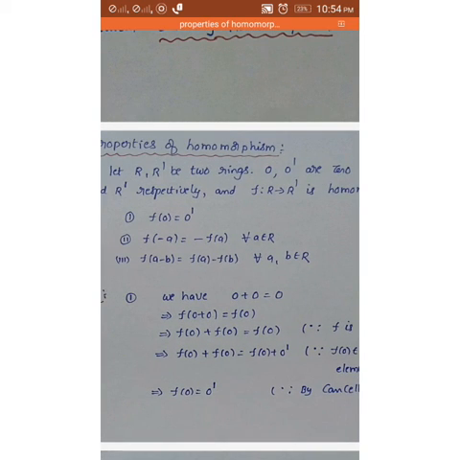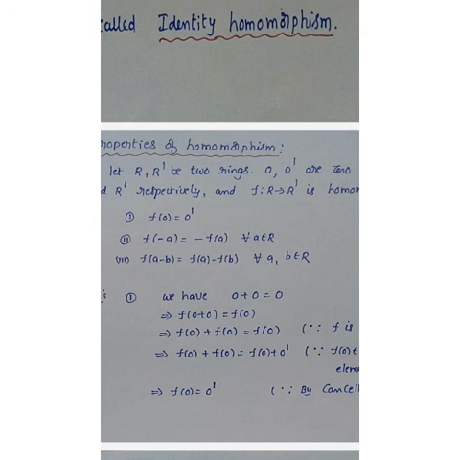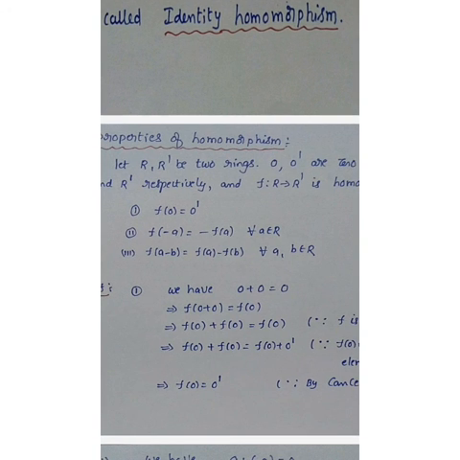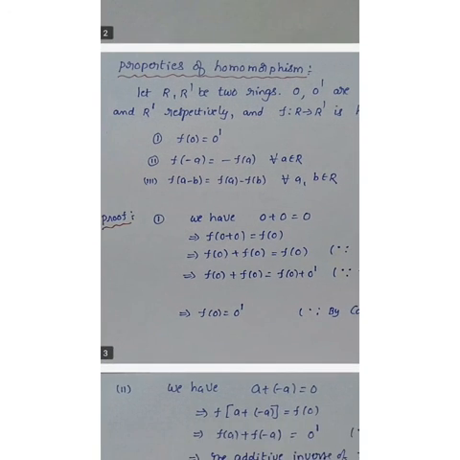If f is a homomorphism from R to R dash, f of 0 equal 0 dash, meaning the 0 element in R maps to the 0 element in R dash, because 0 and 0 dash are the 0 elements in R and R dash respectively. That is f of 0 equal 0 dash. Second part is f of minus a equal minus f of a for all a belongs to R, and f of a minus b equal f of a minus f of b for all a comma b belongs to R. So these are the properties of homomorphism.